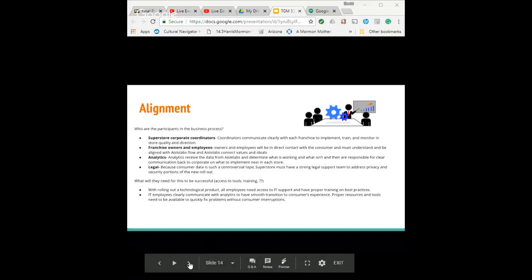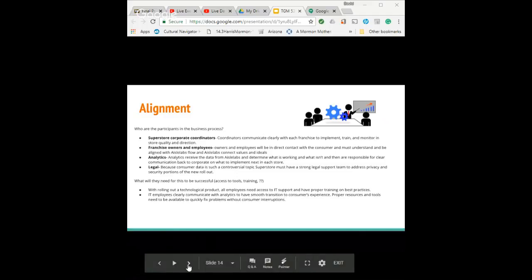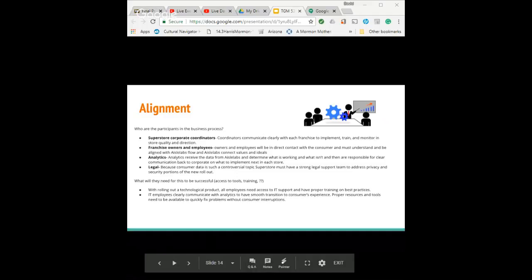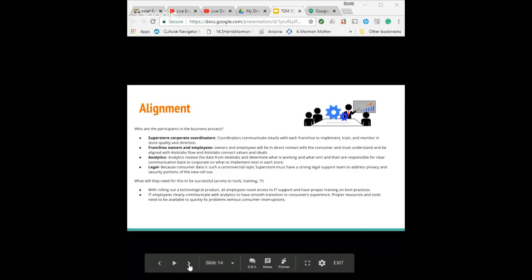The analytics team receives the data from the ACE Lab, monitors what's going on, and where the customers are going in the stores. And then the legal team, because data is so important today, makes sure that there's a privacy policy in place. They have strong support so that people can feel safe with their information. So for this to be successful, IT needs to give proper training. They need to communicate well with analytics to make sure there's a smooth transition so that people are trained and have the resources they need.